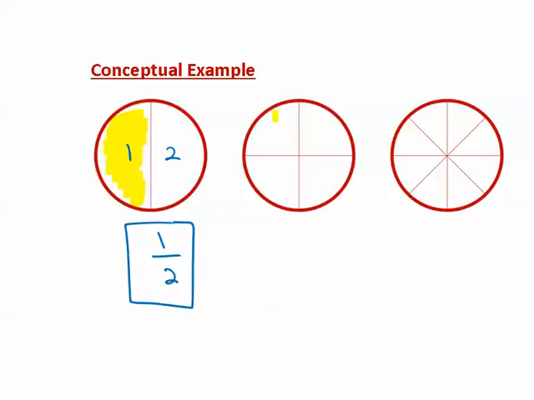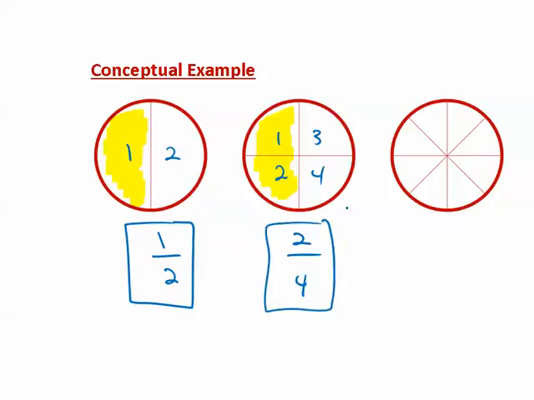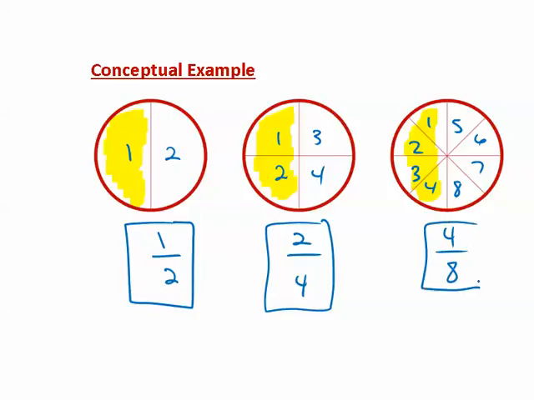Let's say that somebody originally had cut the pizza into 4 parts, and that I ate 2 out of the 4 pieces. So I ate 2/4 of the pizza. And then finally, in the other circle we have a total of 8 pieces of pizza. Once again, this time I'm going to eat 4 out of the 8 pieces of pizza.